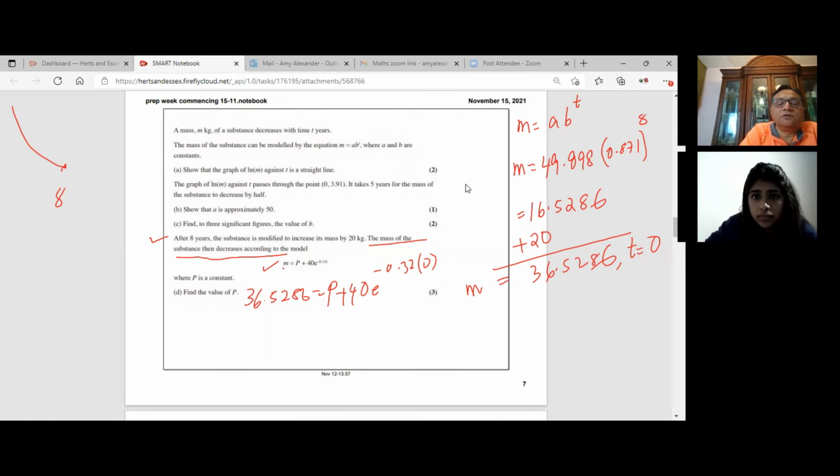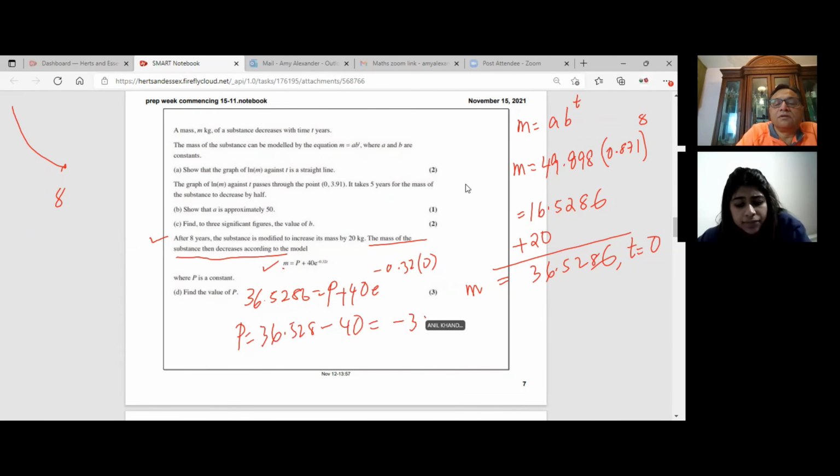Okay, so you brought it to this side. So that is 1, correct? So P equals 36.5286 minus 40, and you get that value as minus 3.471. So P is a constant with this value. Find the value of P. That is how you're going to do this particular question. Is that clear to you?